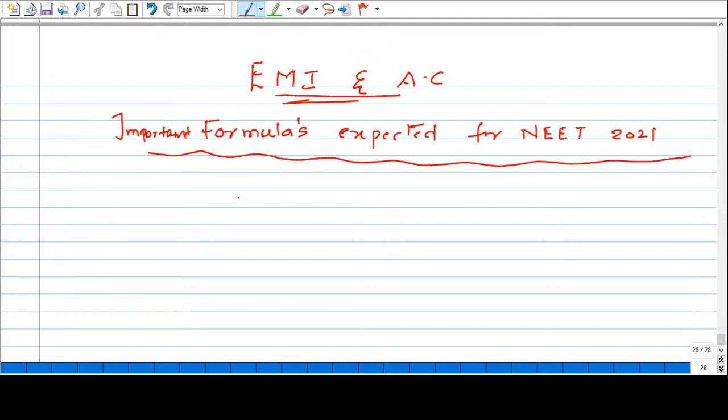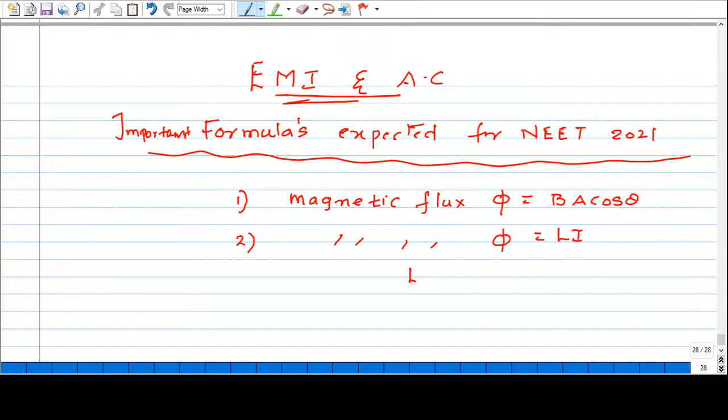So first formula is magnetic flux. Phi is equal to B vector B A cos theta. You can write out this first formula. The second formula is the same magnetic flux. Phi is equal to L i. L is called coefficient of self-inductance.